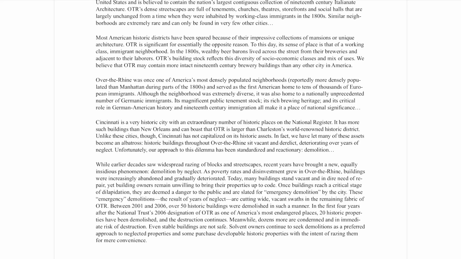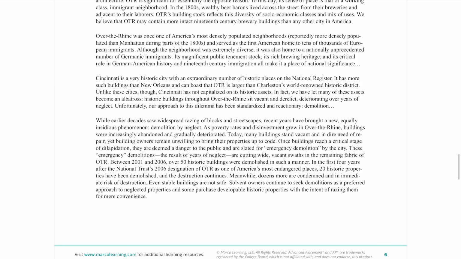It's okay, Cincinnati is, and I'm skipping down. While earlier decades saw widespread razing of blocks and streetscapes, recent years have brought a new, equally insidious phenomenon, demolition by neglect. That's interesting. As poverty rates and disinvestment grew in OTR, buildings were increasingly abandoned and gradually deteriorated. Today, many buildings stand vacant and in dire need of repair, yet building owners remain unwilling to bring their properties up to code. Destruction continues.